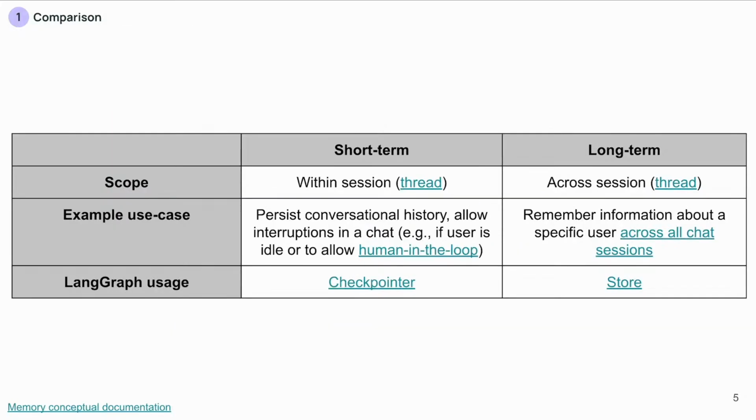So when you think about short-term versus long-term memory, the scope is within session or within thread, or across session, across thread. Example use cases: for short-term, persist conversational history, for example, throughout a chat. Alternatively, for long-term memory, remember information about a specific user across all sessions with that user. There are different mechanisms for short-term and long-term memory in LangGraph. We use checkpointing for short-term memory. We talked a lot about that in prior modules of LangChain Academy. Now for long-term memory, we're going to be introducing something new called the LangGraph store.